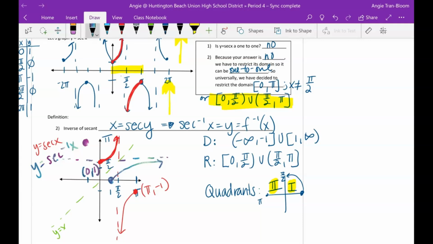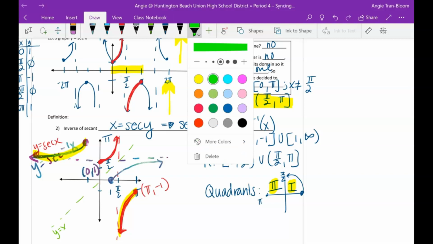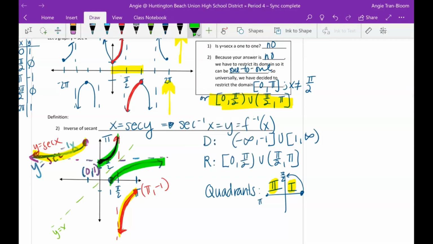There you go. This curve right here is going towards negative y. That means on my inverse, I need to be approaching negative x that way. So check it out. It totally is reflected over the line y equals x. This piece is reflecting with that piece, and this piece is reflecting with that piece.